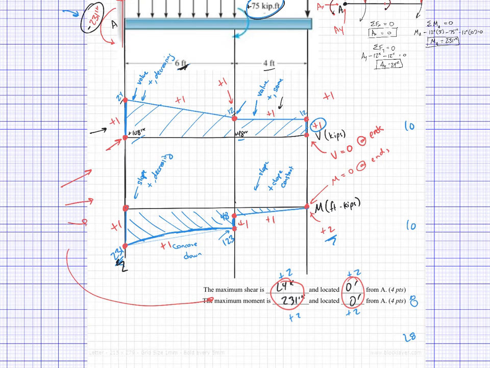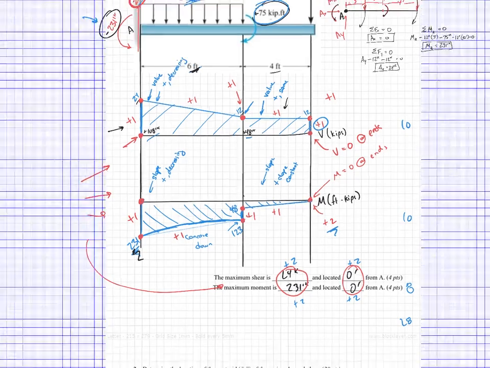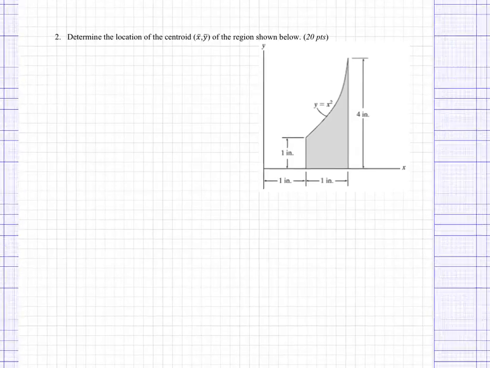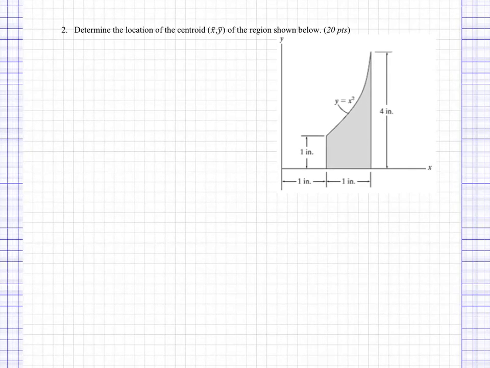And for the most part, you guys did. So that's how we do this one. So let's move down to this one. Determine the location of the centroid of the region shown below.